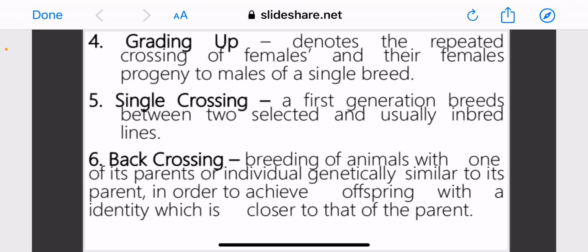And lastly, we have backcrossing, or the breeding of animals with one of its parents or an individual genetically similar to its parent in order to achieve offspring with an identity which is closer to that of the parent. So yung anak niya ay i-cross or i-mate niya again sa parent and so on, so that yung purity ng characteristic will be preserved, no? Which is very opposite to grading up, wherein you cross repeatedly the females, no? So sa mga anak, in each generation, it is a very different breed.